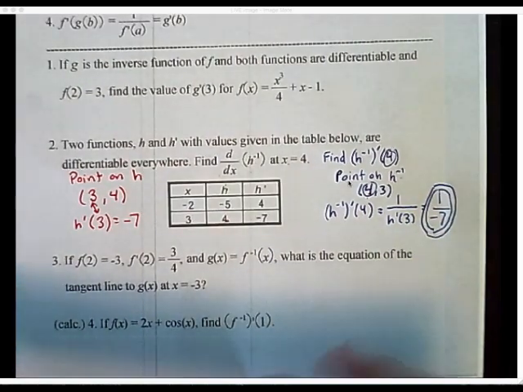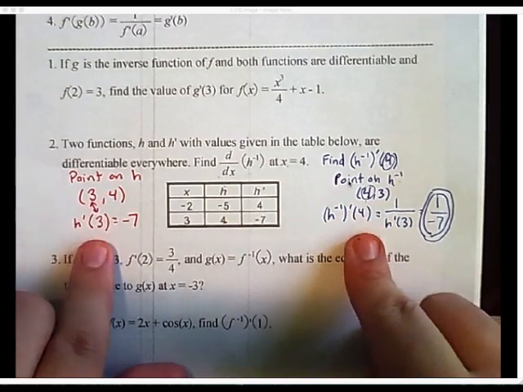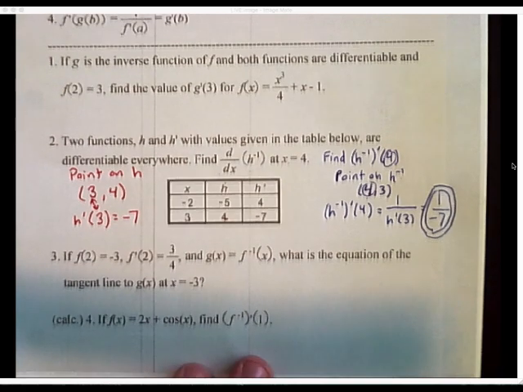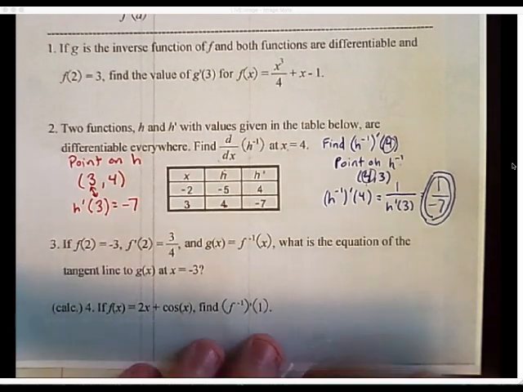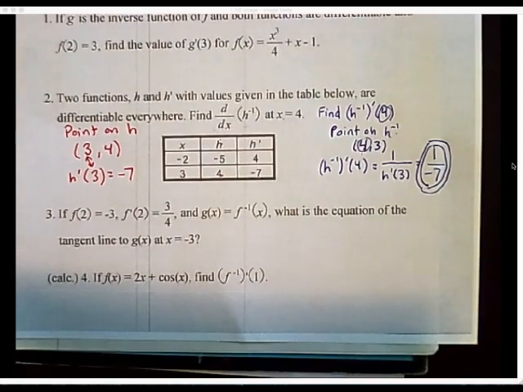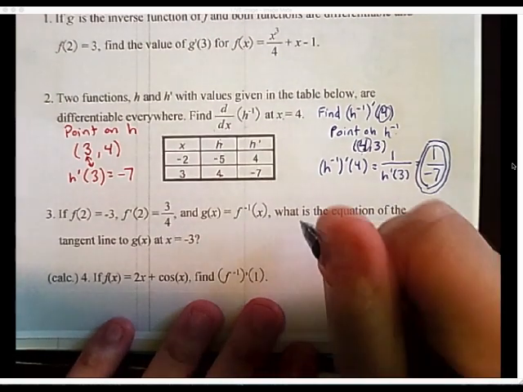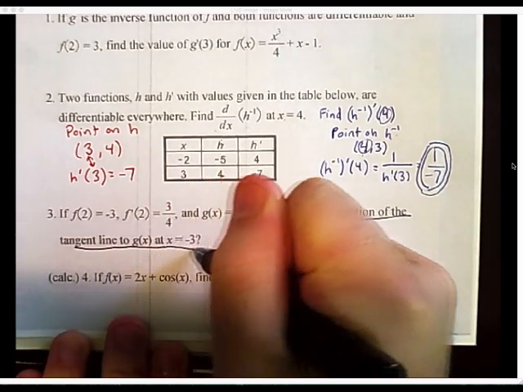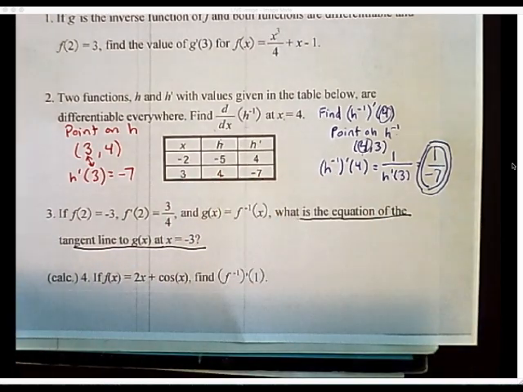Okay, so I always like to think about these as points and derivatives. It's the easiest way to think about it. All right, let's try number 3. I want to know what is the equation of the tangent line to g of x at x equals -3.